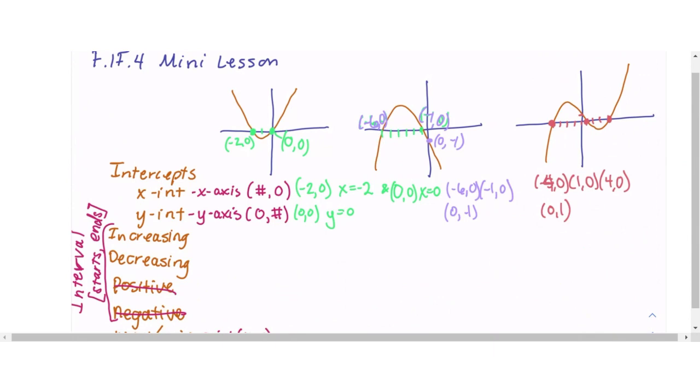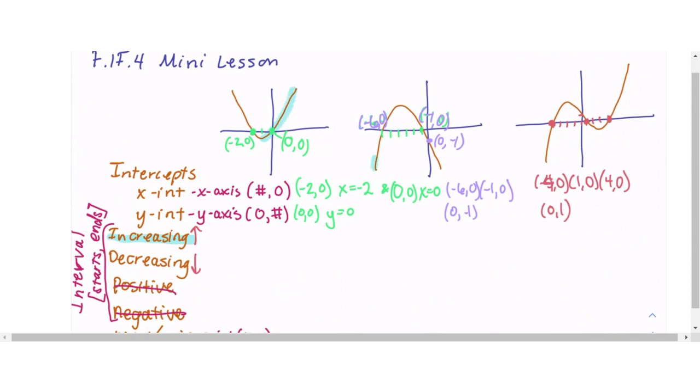Increasing and decreasing. Increasing means it goes up as you're going from left to right, and decreasing means it goes down from left to right. So this is how we would write this one. You can see this part, let me highlight it, in fact. It is increasing right here, from that point right there on, increasing.